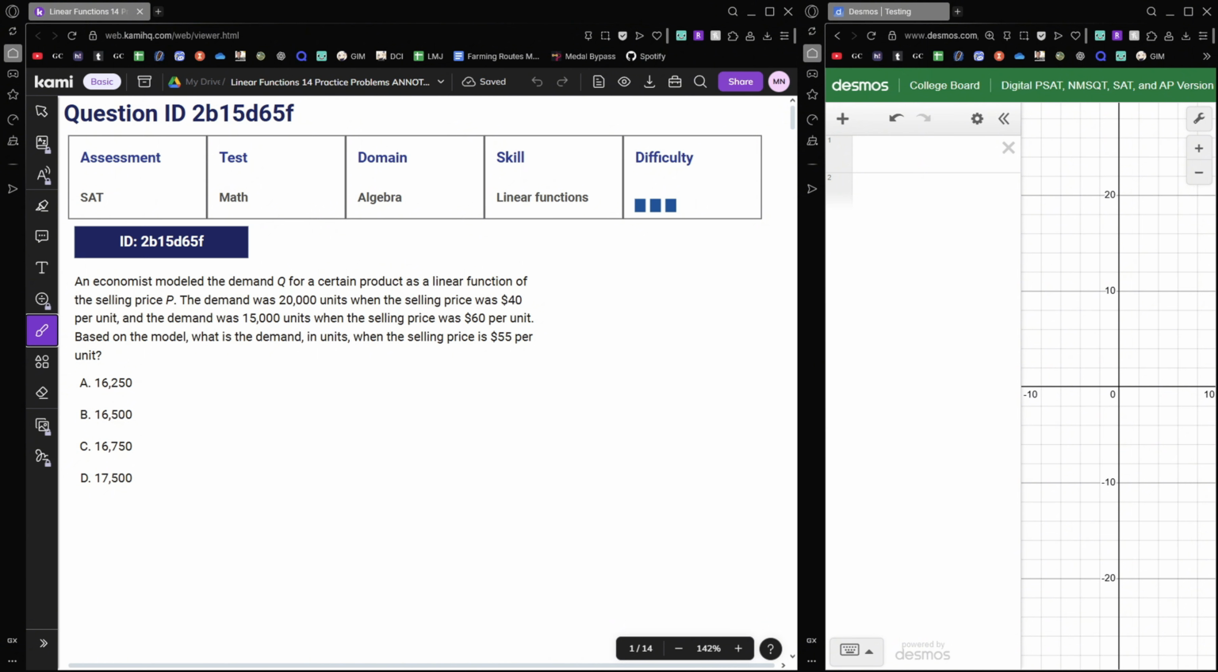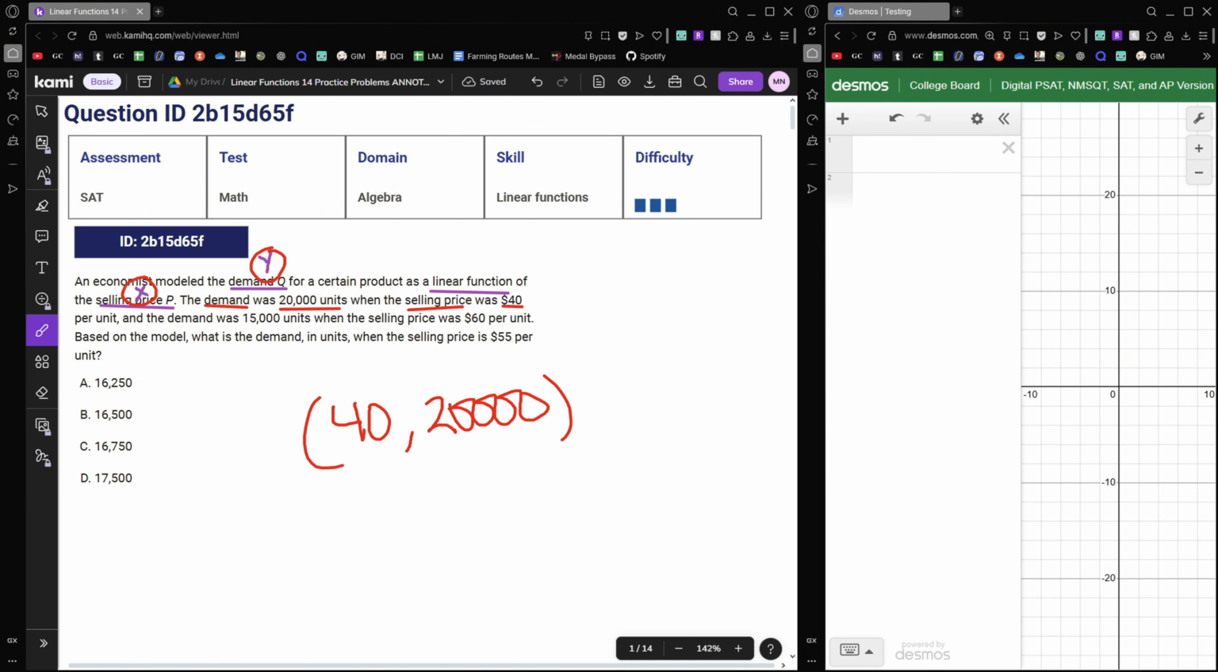So here they tell us they modeled the demand Q as a linear function of the selling price P. So basically all this means is that the demand Q would be the Y value, and the selling price P would be the X value in a linear function. This means we can model the information they give us as points on a graph. They tell us that the demand was 20,000 units when the selling price was $40. The selling price is the X value, so 40 would be our X value, and the demand is the Y value, so 20,000 would be the Y value.